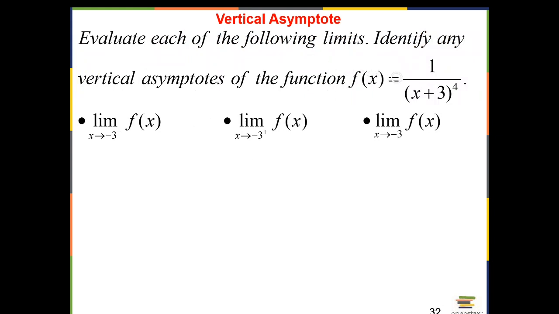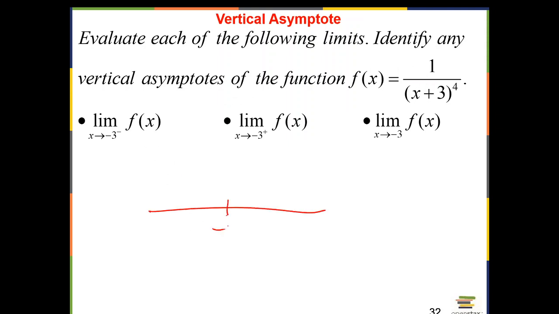So here's an example. What is the limit of f of x when x approaches -3 from the left? Well, we know that if I put a -3 here for x, the denominator becomes 0. So that means 1 over 0 equals infinity. But we don't know which infinity. So let's figure it out.